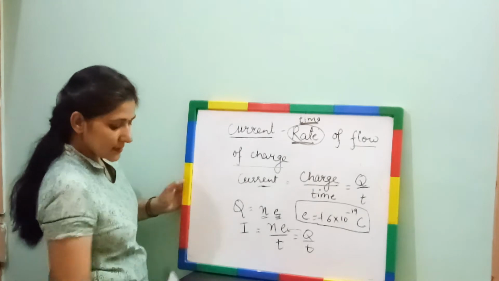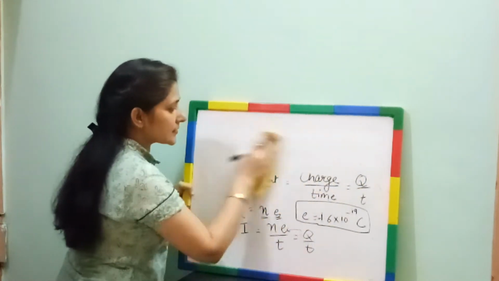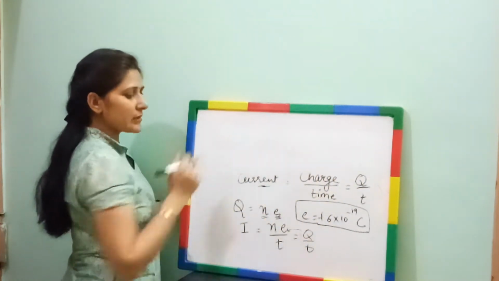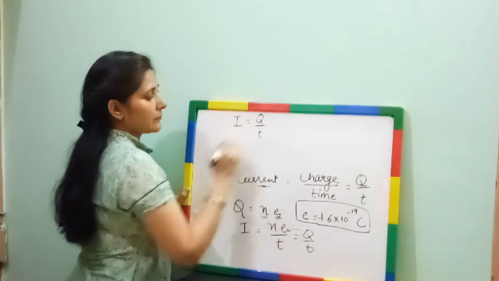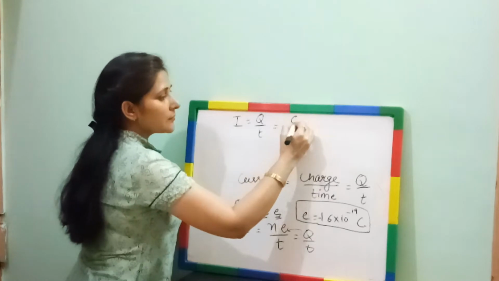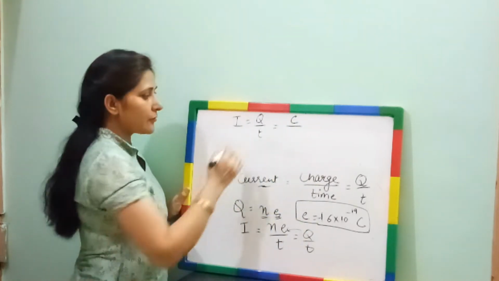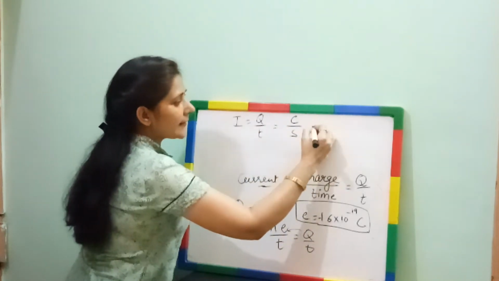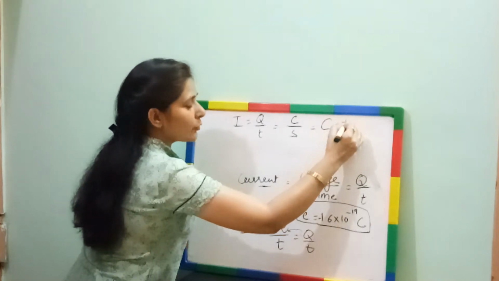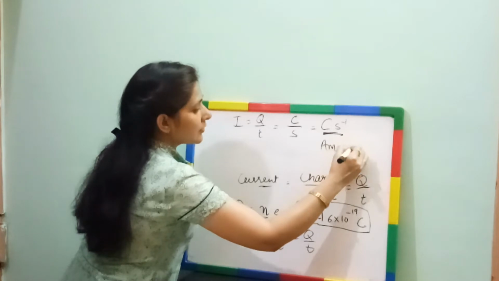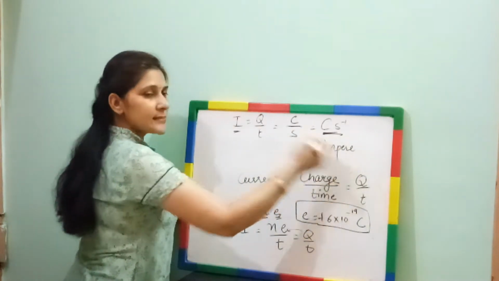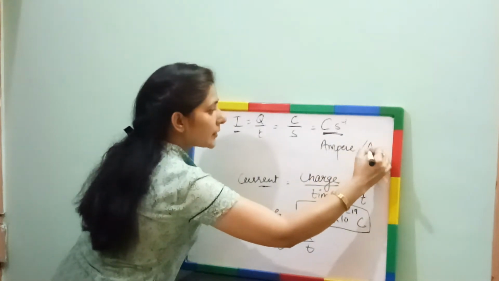Now as far as the SI unit of current is concerned, we can derive the SI unit from here only. Current is charge upon time. Charge is measured in coulomb in its SI unit, time is in second. So that can be written as coulomb second inverse, and this complete can be written as ampere. So the SI unit of current is ampere and it is denoted by capital A.